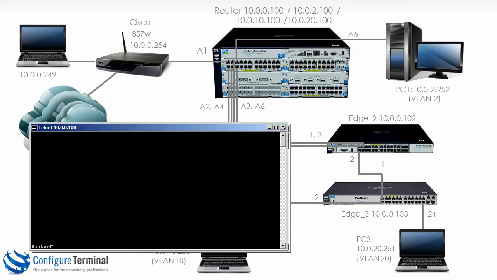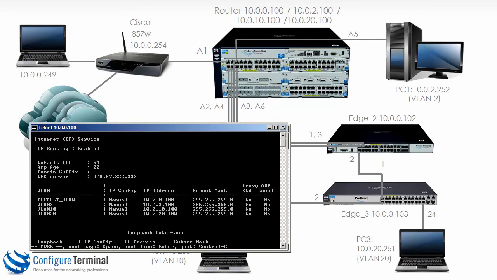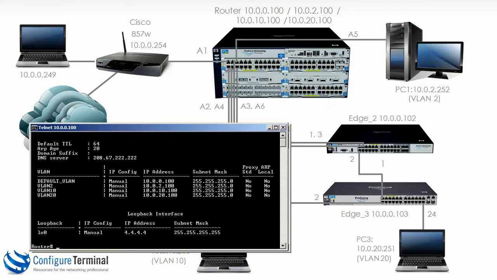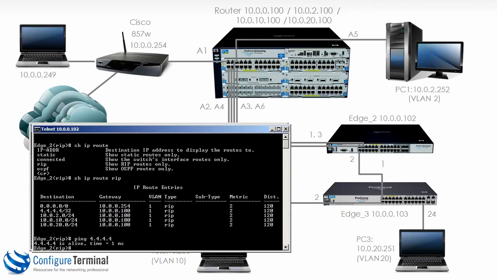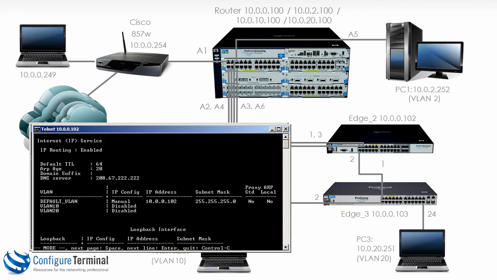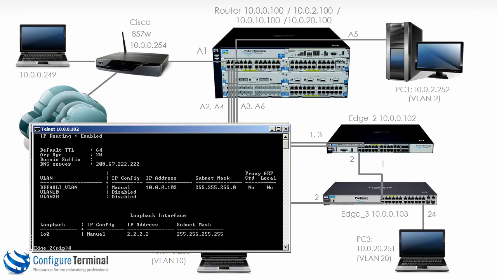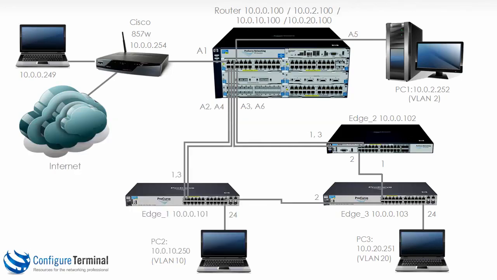So on the HP router, if we type the command show IP, you can see that those IP addresses are configured on the various VLANs, and notice there's a loopback address of 4.4.4.4. Show IP route on the router shows that we learned a route, 2.2.2.2, through RIP from 10.0.0.102, which is edge 2. So as an example, we can ping 2.2.2.2, which is the loopback address on edge 2. So that's how you set up RIP on an HPE series network, and we have full connectivity enabled on our network.